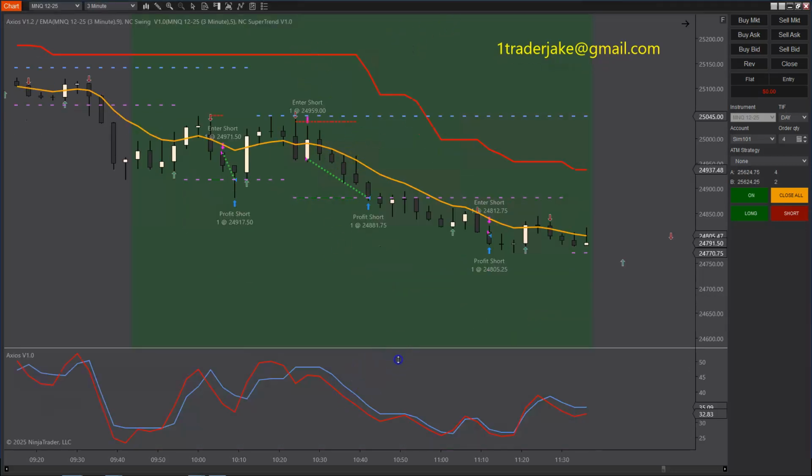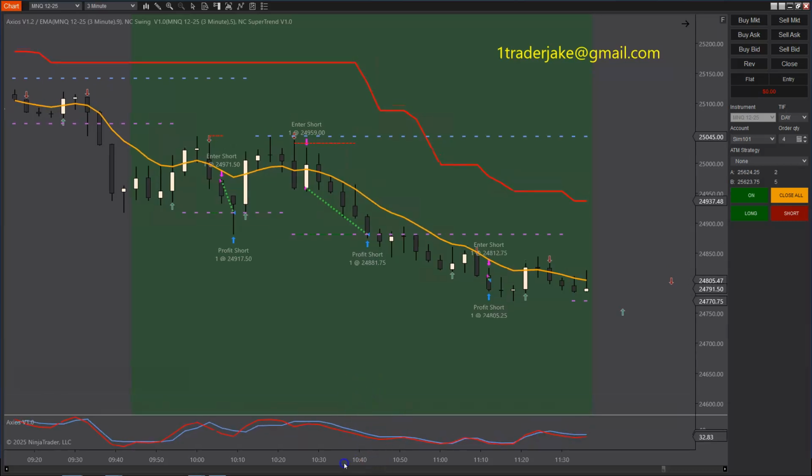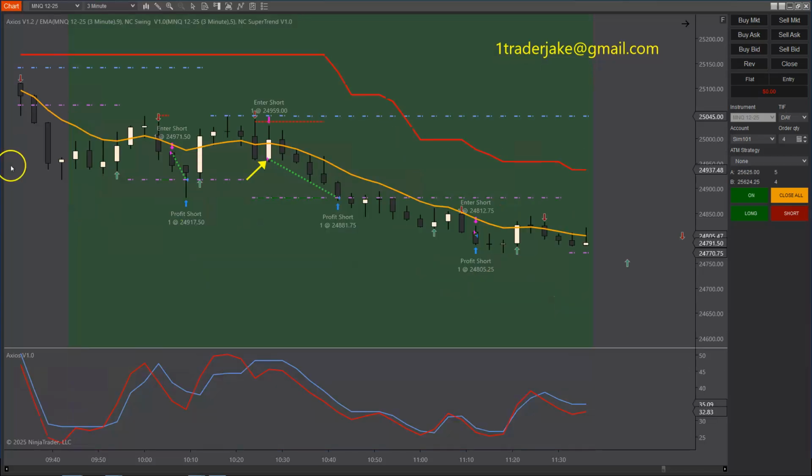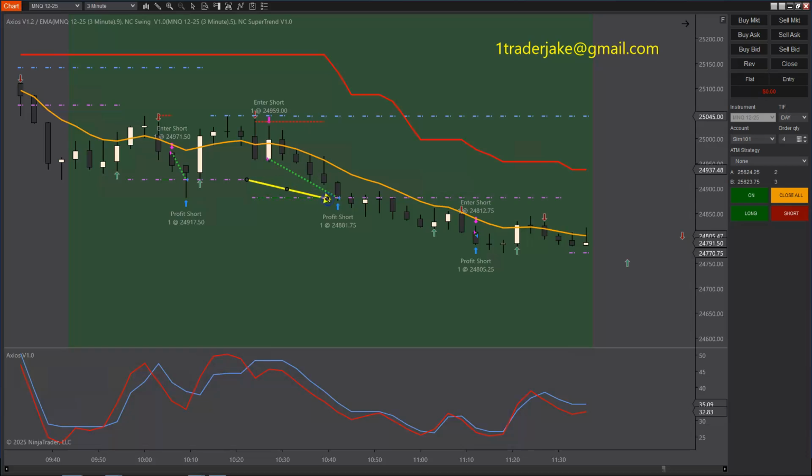And again, with one baby micro, we're not even going to be able to have a runner. So you can see this trade was entered here as a short, but since we're only using one micro, we can't have a runner. We just exit one. If we're using a second position, we'd have our first target hit here, and then we'd have our runner all the way till this green arrow flip.